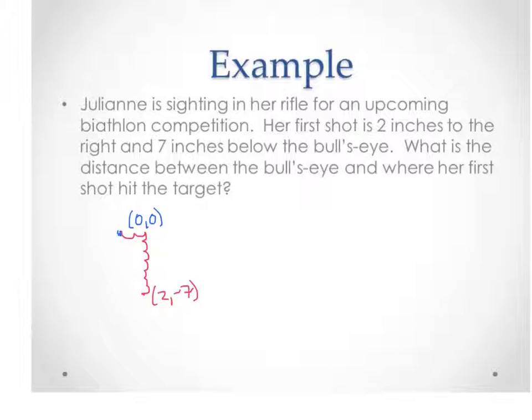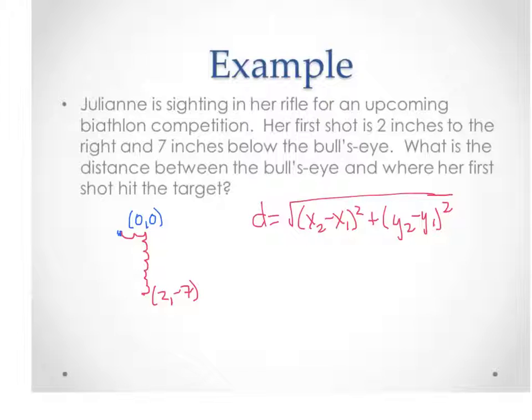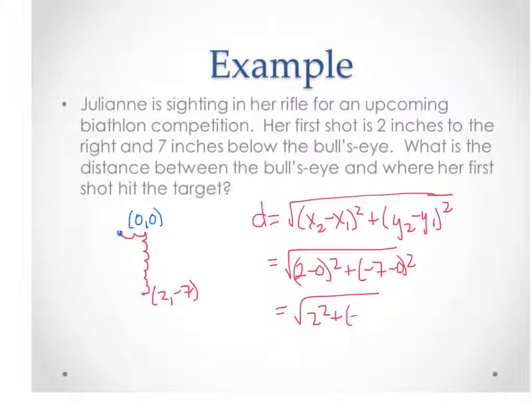So what's that distance? Well, we employ the distance formula. Just always make sure you're subtracting your x's and y's, but then adding in between. So let's do 2 minus 0 squared plus negative 7 minus 0 squared. So we have 2 squared plus negative 7 squared, which is going to be 4 plus 49, which is the square root of 53. And we're going to put inches on it.